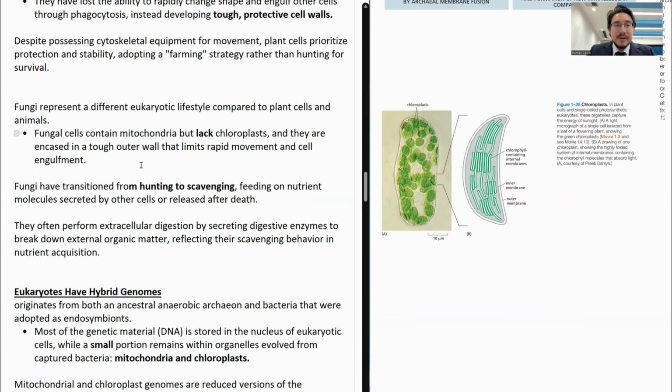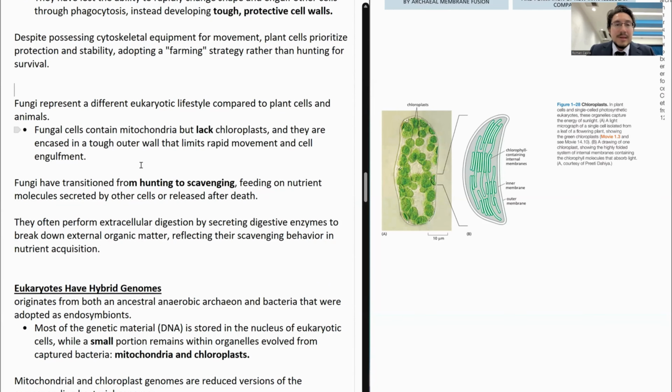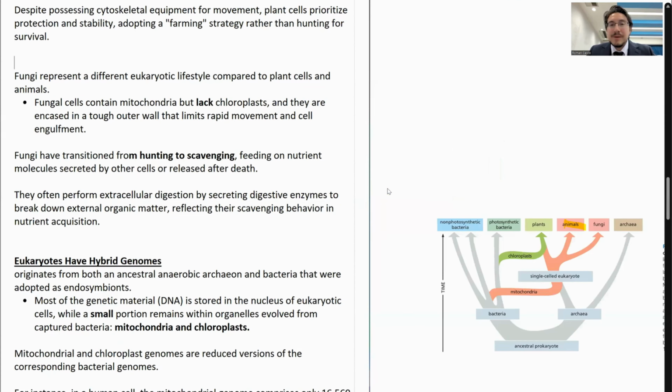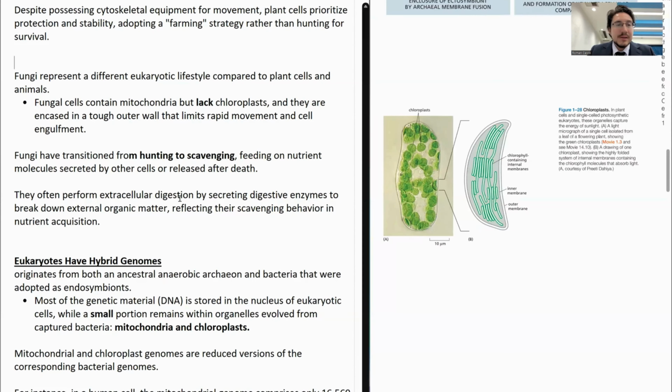It's quite interesting how that could have come about. Instead of having that hunter-gatherer style, they adopted this kind of farming strategy, where they're producing food molecules, having protection, having stability, and not necessarily needing to move around. Okay, let me just go down a little bit.